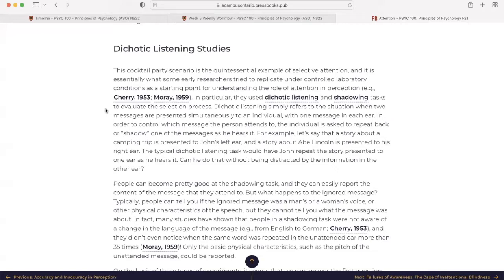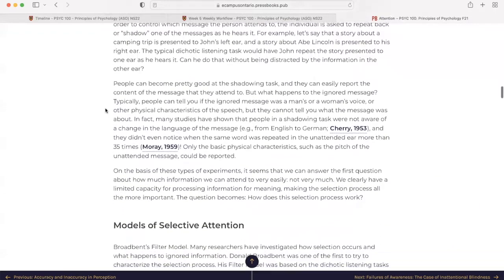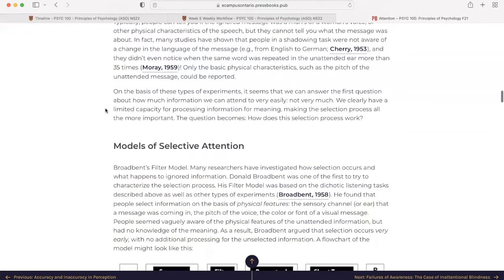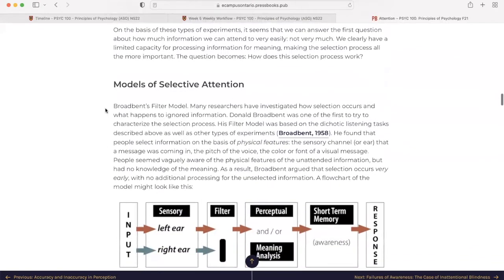Typically, people can tell you if the ignored message was a man's or a woman's voice or other physical characteristics of the speech, but they cannot tell you what the message was about. In fact, many studies have shown that people in a shadowing task were not aware of a change in the language of the message, and they didn't even notice when the same word was repeated in the unattended ear more than 35 times. Only the basic physical characteristics, such as the pitch of the unattended message, could be reported.